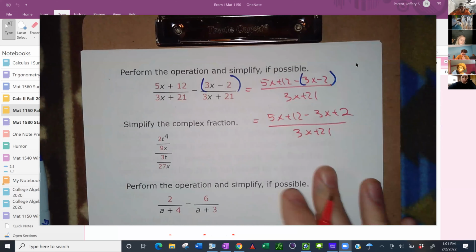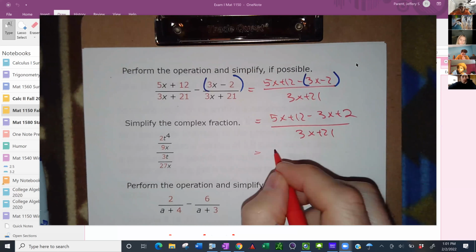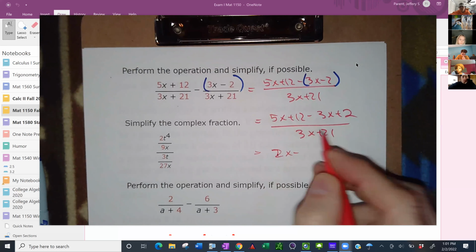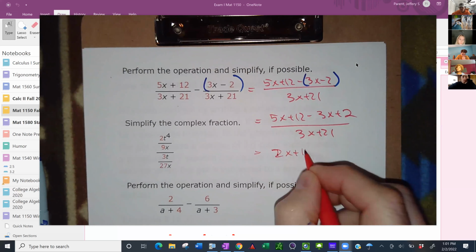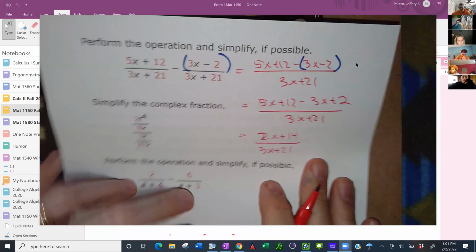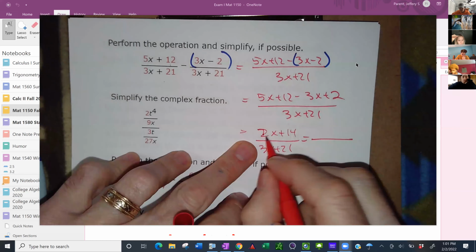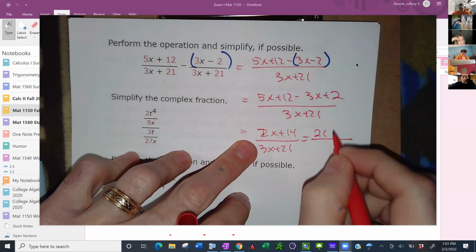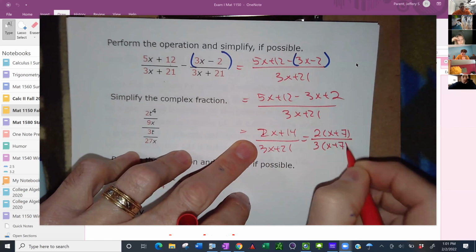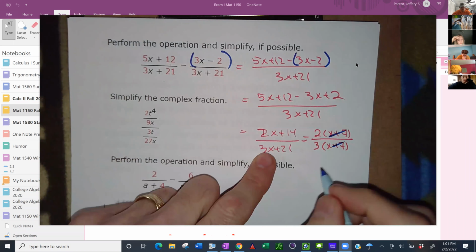So in the numerator, I can combine like terms. I'll get 2x plus 14 over 3x plus 21. You should look at this and see if there's anything more you can do, and there is. I can factor out a 2 from the numerator and a 3 from the denominator. And, oh, okay. That simplifies to 2/3.